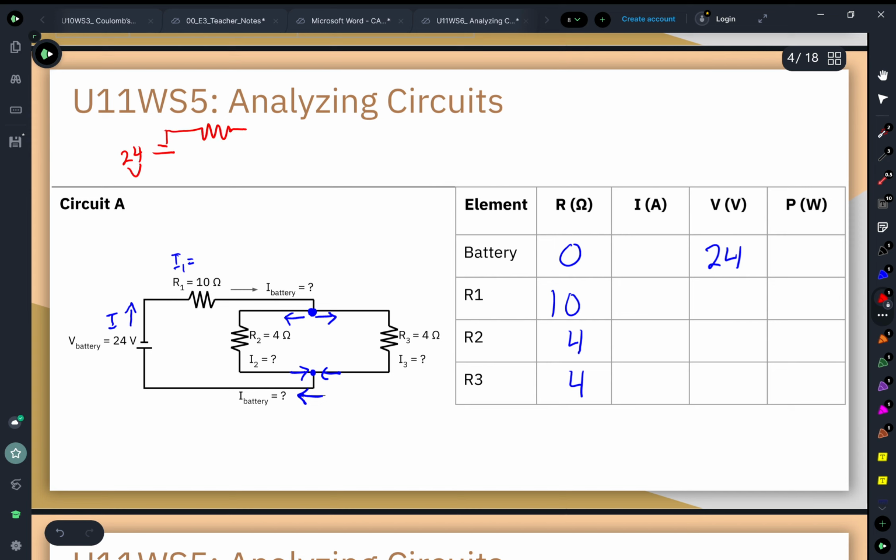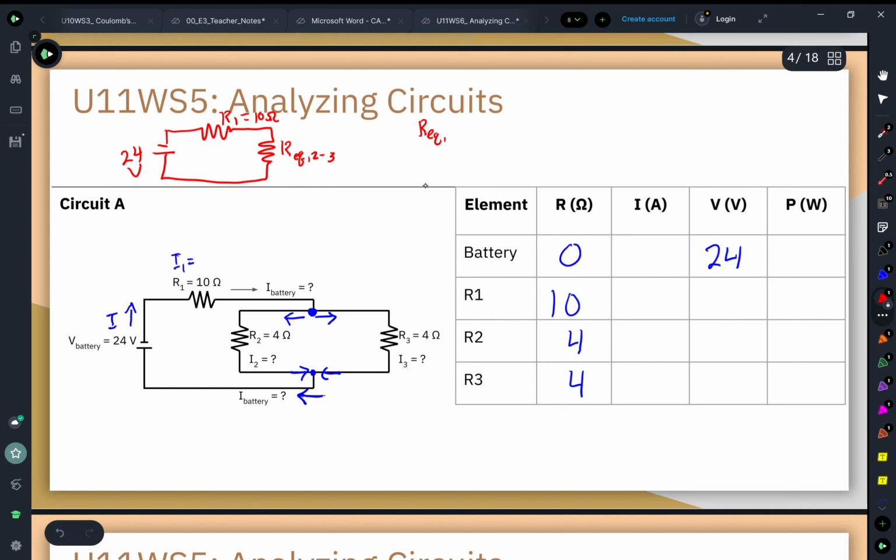I am going to leave any resistor that is by itself, just by itself. For example, R1 with that resistance value of 10 ohms stays where it is. But because I have resistors 2 and 3 that are in parallel with each other, I am going to draw my equivalent resistor for resistors 2 to 3. But I don't know the value. So when I do that, I need to determine the equivalent resistance of resistors 2 to 3.